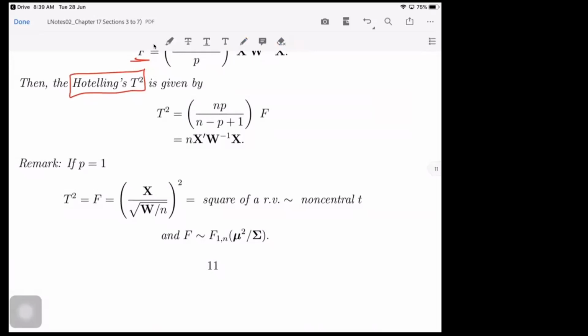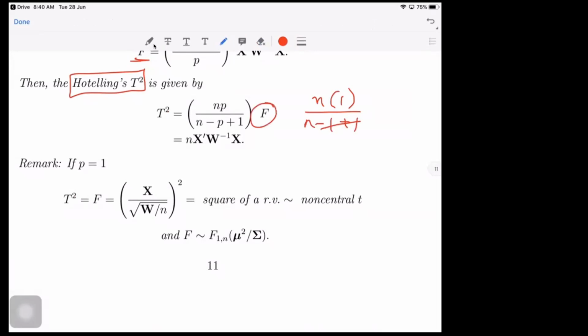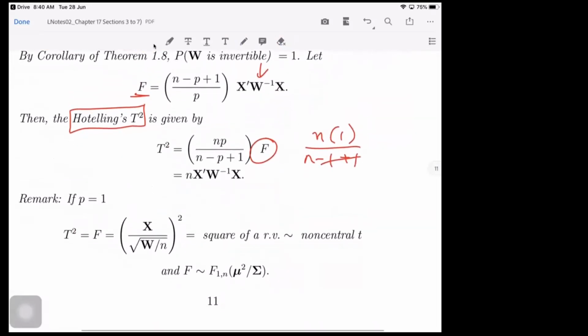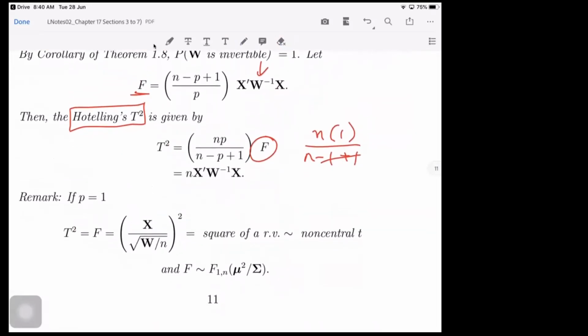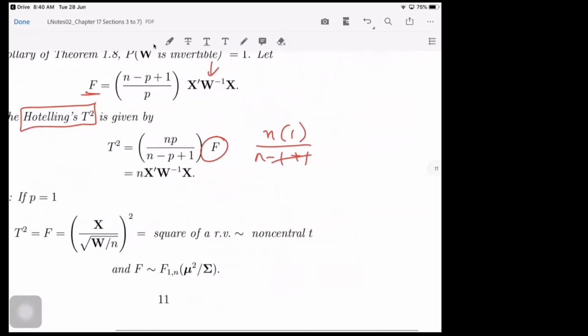So if p is equal to 1, what will happen here? This will be n times p, 1, n minus 1 plus 1. This is n over n. And that is just equal to f. And that f will be equal to this one.